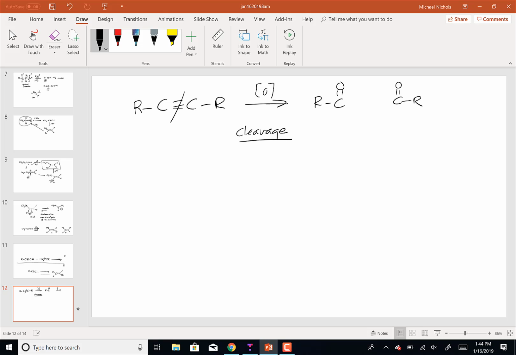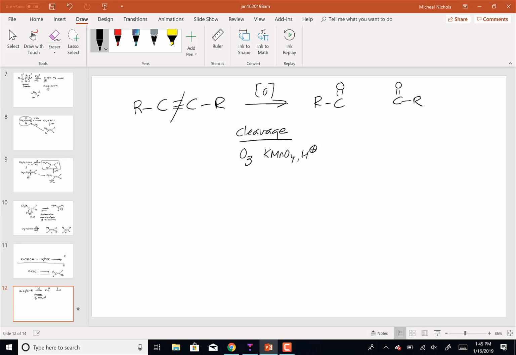I'm saying it as if that just comes right to the top of your head. Hopefully it will. If it doesn't, if you remember, we used ozone to do cleavage. We did KMnO4 with acid to do cleavage on alkenes.